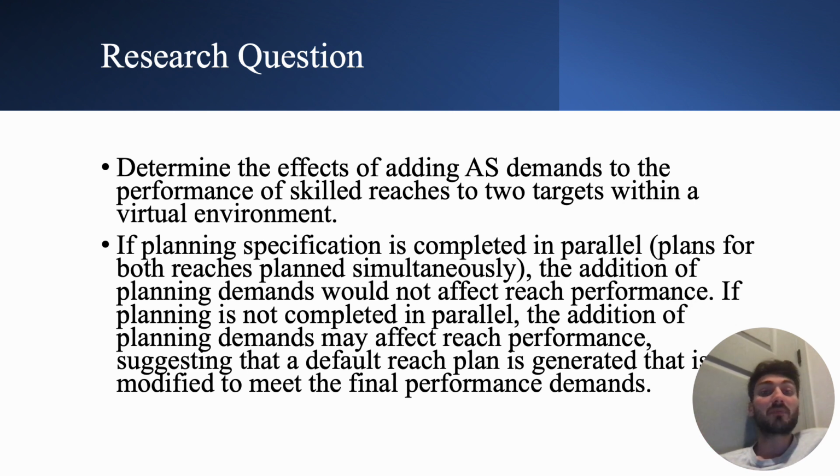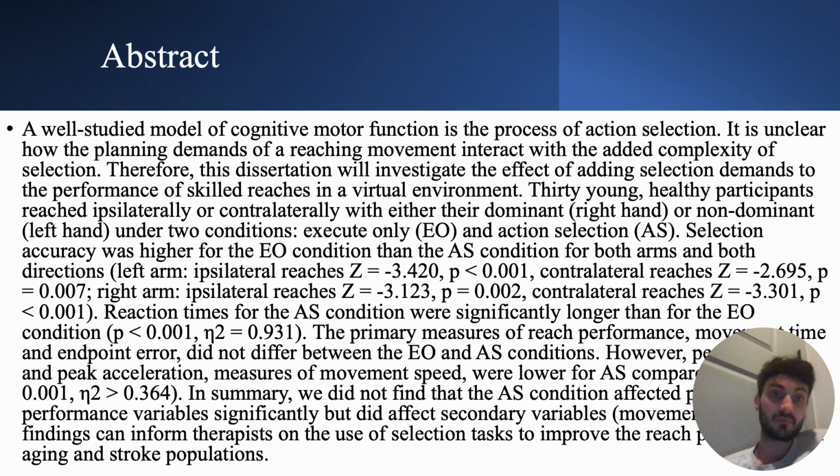So the research question: if planning specification is completed in parallel, plans for both reaches plan simultaneously, the addition of planning demands, action selection, would not affect reach performance, such as velocity, trajectory, acceleration. If planning is not completed in parallel, the addition of planning demands, through action selection, may affect reach performance, movement, acceleration, velocity, trajectory, suggesting that a default reach plan is generated. That would be my research question and assumption.